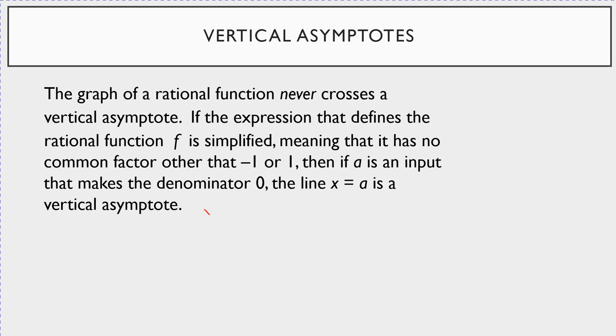So what's going on here? For f of x is equal to p of x over q of x, any values of x that cause q of x to equal 0, so any value that you would plug into the denominator and have it be equal to 0, will be a vertical asymptote.